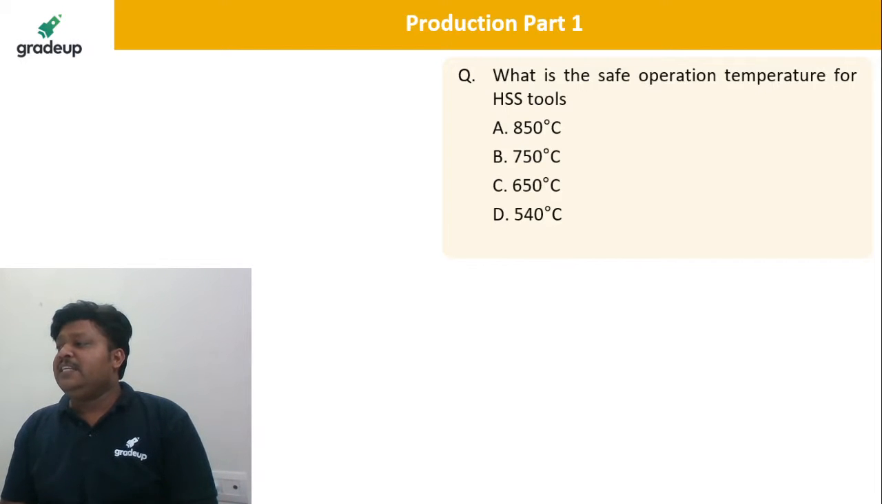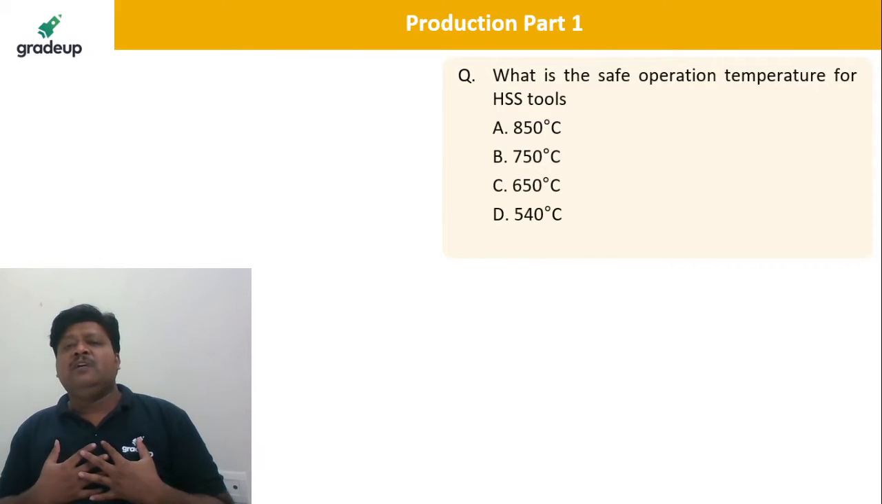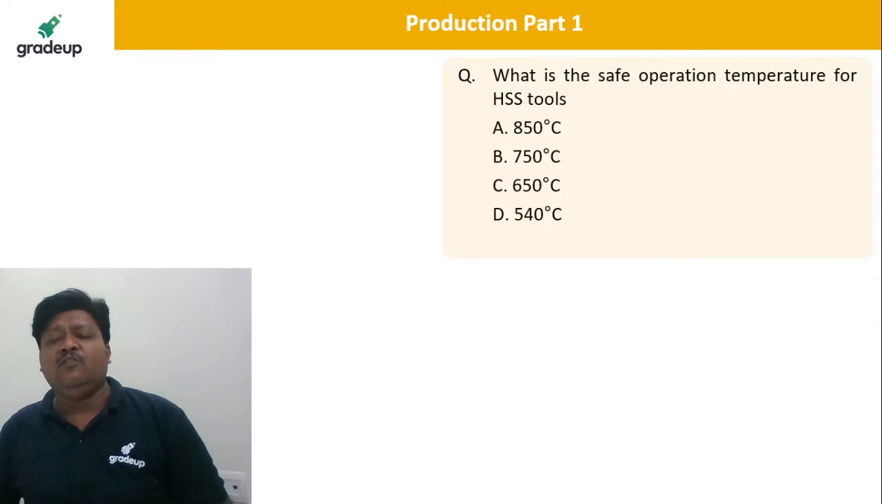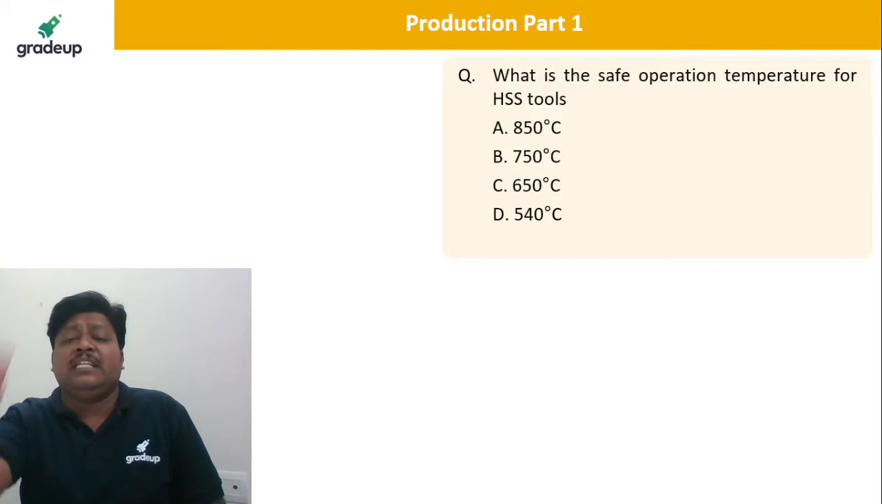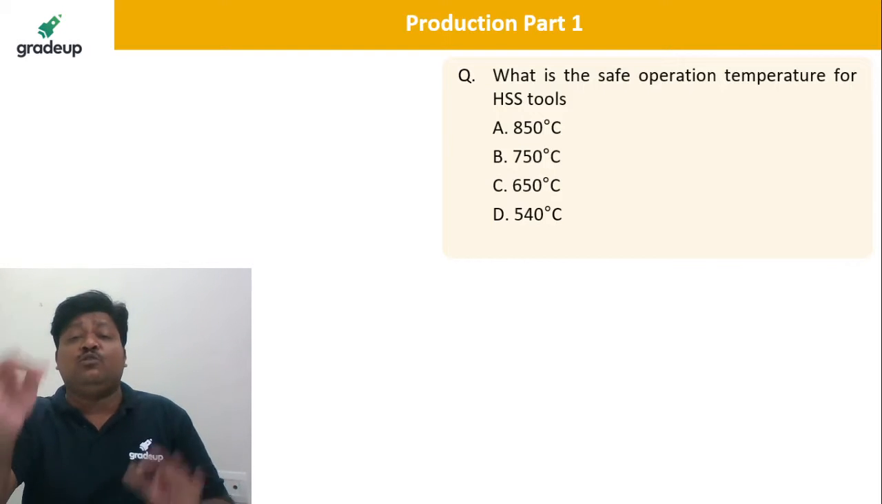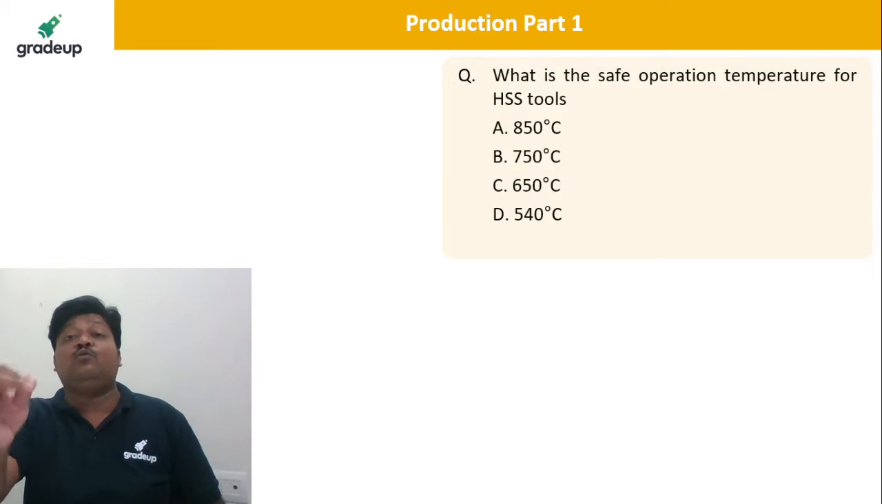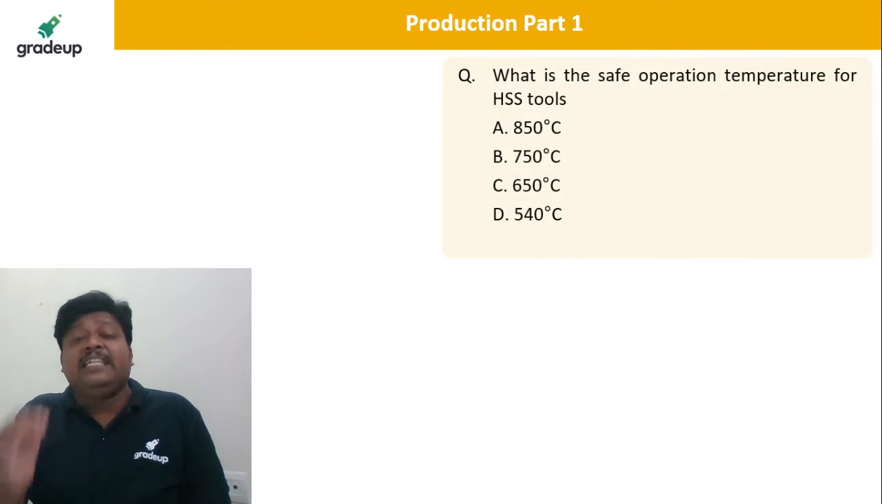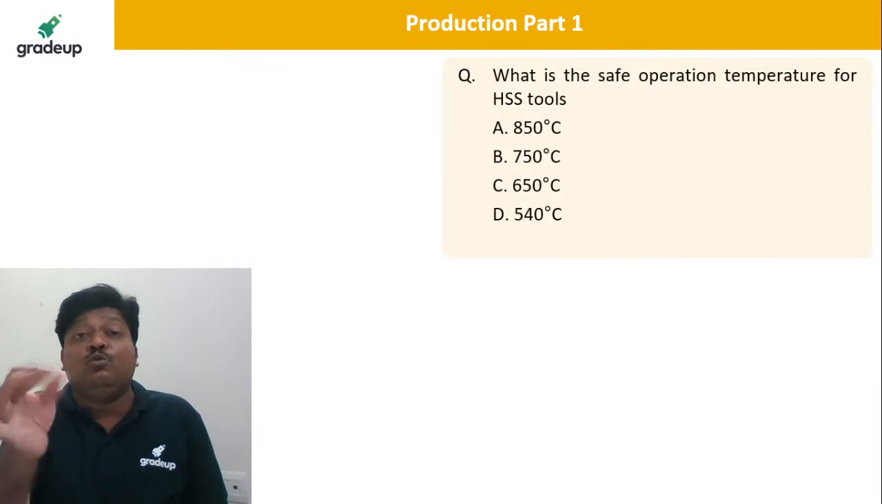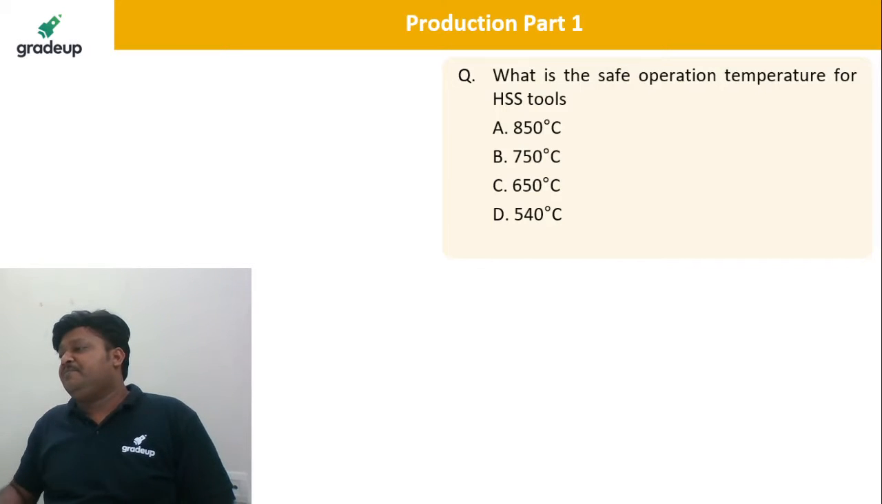Tell me the answer for high speed steel, dear. Generally we never want the temperature in the metal cutting zone to go beyond the hot hardness temperature. The hot hardness temperature is the ability of the tool material to withstand that temperature without losing the properties of the tool, say strength and hardness. So that is very important when you talk about tool materials.